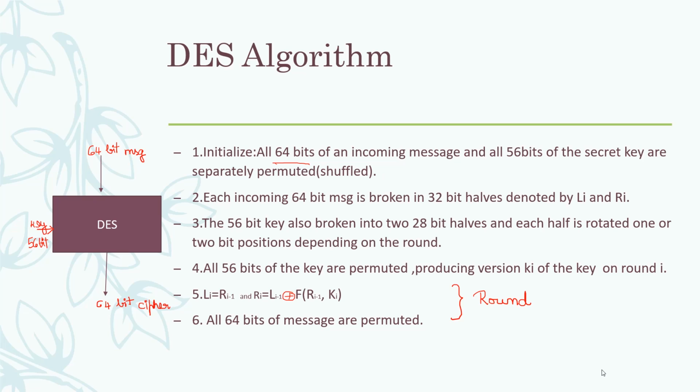And the next step is assigning the right half to the left half and computing the new right half as the left half XORed with the value of the round function, which takes the right half and the Ki version of the key. Next, the resultant 64 bits of the message are once again permuted, and this output is given as an input to the next round. So in each round, step 5 and step 6 will be repeated.